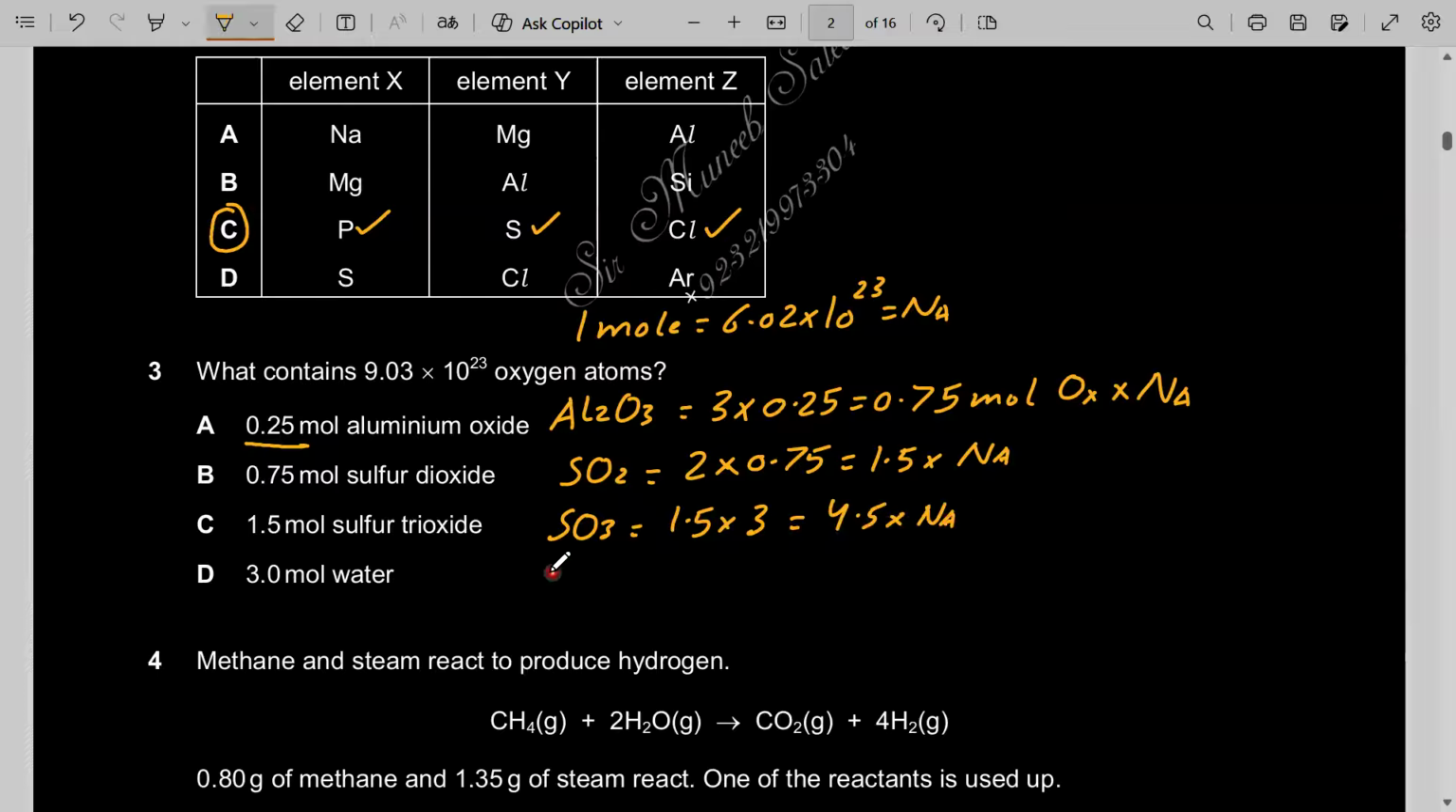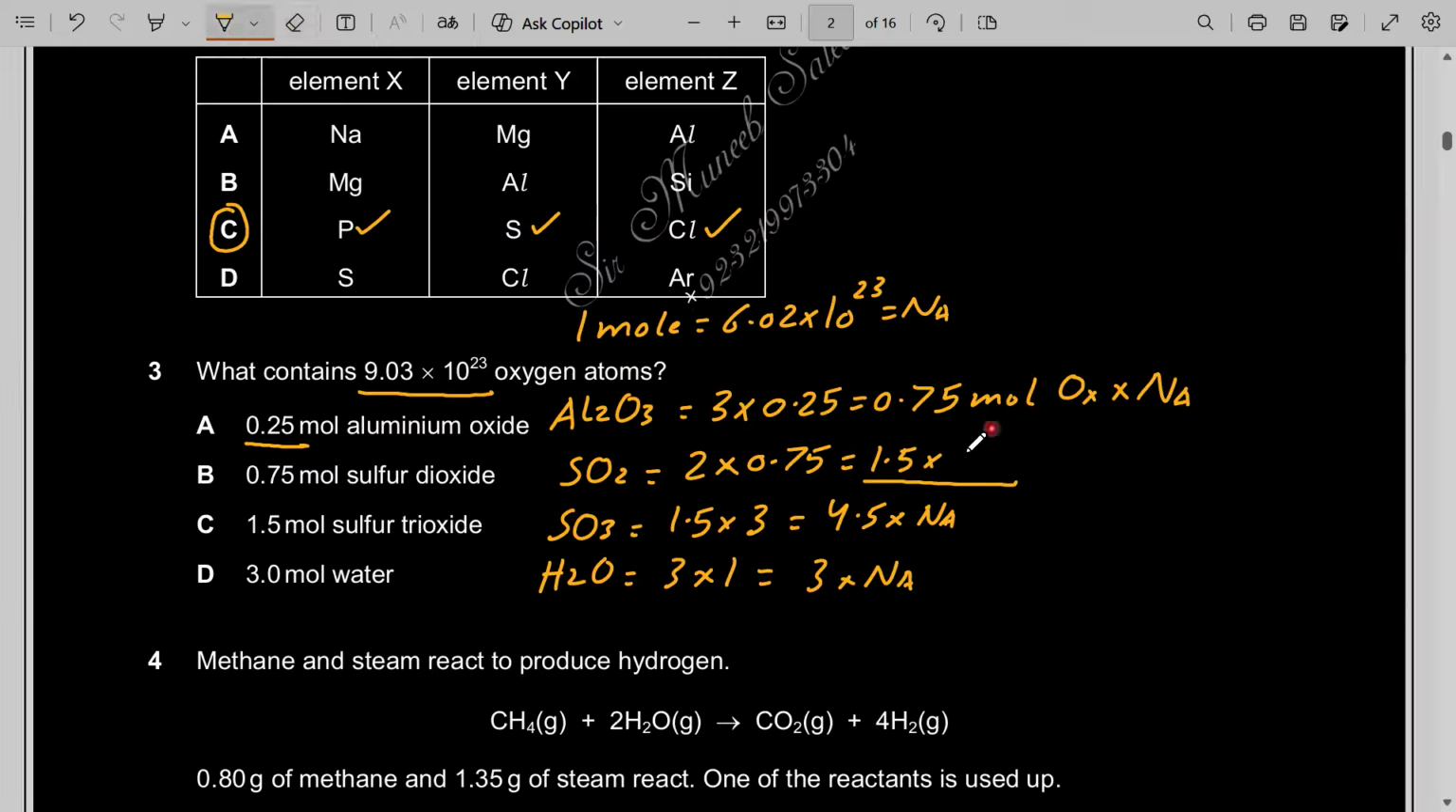And lastly, we have water, H2O. There is just one oxygen atom, so 3 times 1 is equal to 3 moles of oxygen atoms × Na. So the only value which will be equal to 9.03 × 10^23 will be the multiplication between the 1.5 and Avogadro's number. If you multiply this value, you will be getting 9.03 × 10^23 particles. So B is a correct option.